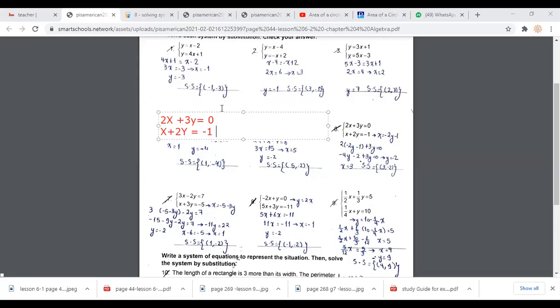We will use the first equation. The first equation, 2x minus y equals 6. Now we are working on question number 6. Oh, sorry. Okay, we'll use the first equation: x equals y plus 4.